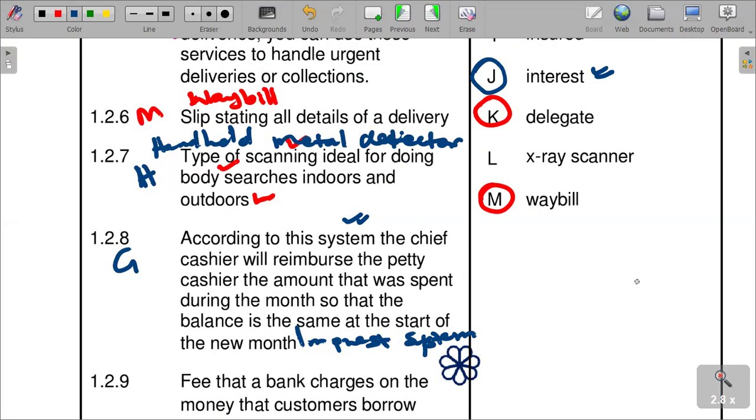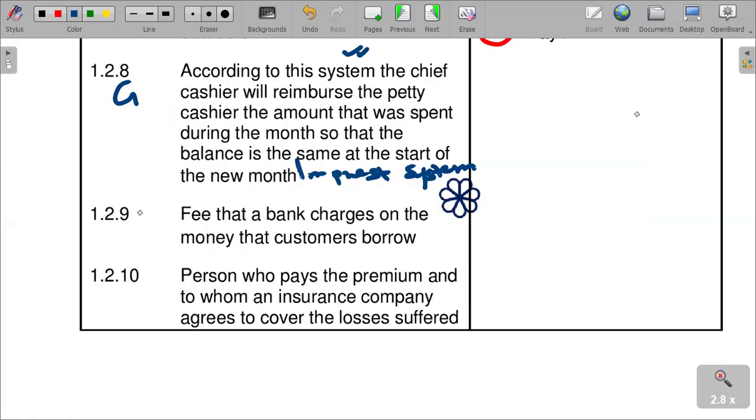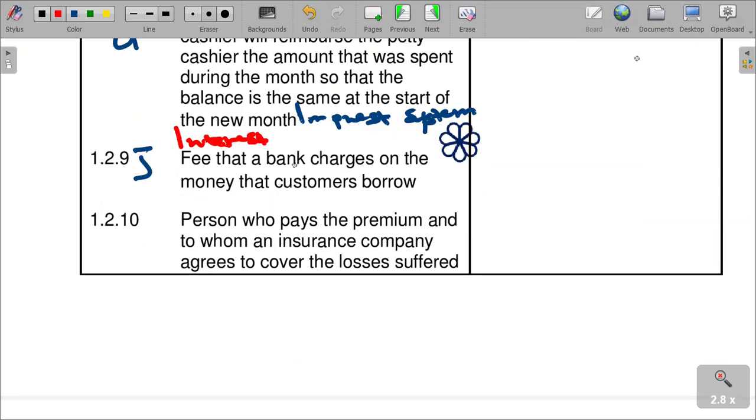Interest, number 9, J. It is the percentage amount of money that is charged by banks when you borrow money, when you return the money with interest. It's called interest. Number 9, J.